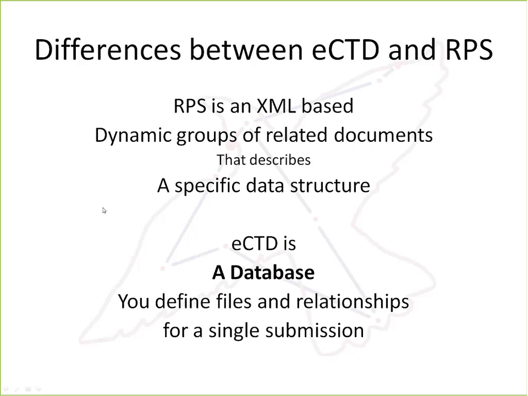RPS is a very different system. It's still XML-based, but it describes a group of documents that are then used to describe your data structure. And while eCTD is a book, RPS is a database. You define the content and you define the relationships, and that's what gives you your submission. It's not that every document in there necessarily is included. You could send up documents but not actually include them in your submission. It's very, very flexible.